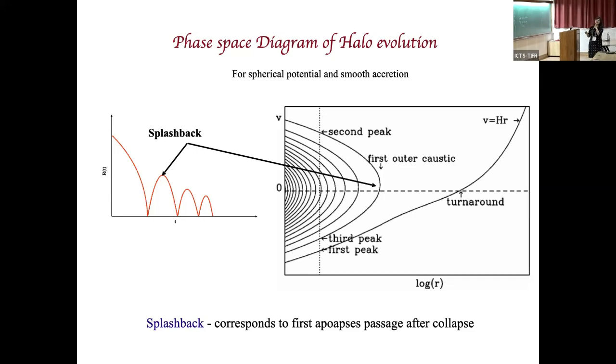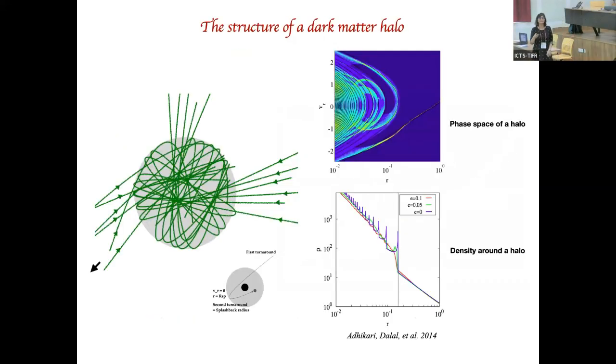And this is essentially just the orbit of dark matter particles in a potential that is growing. So the orbits are shrinking because the size of the potential is growing due to mass infall. So this boundary forms a natural boundary that separates out different regions of the halo. So the density profile is just the integral along the radial direction.